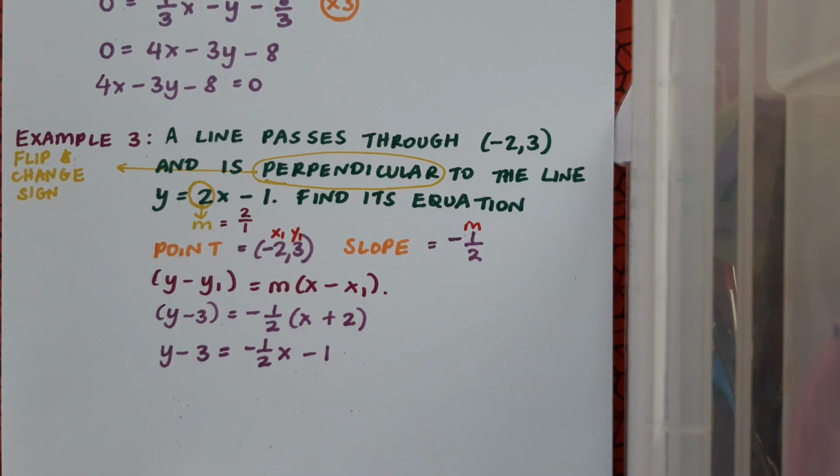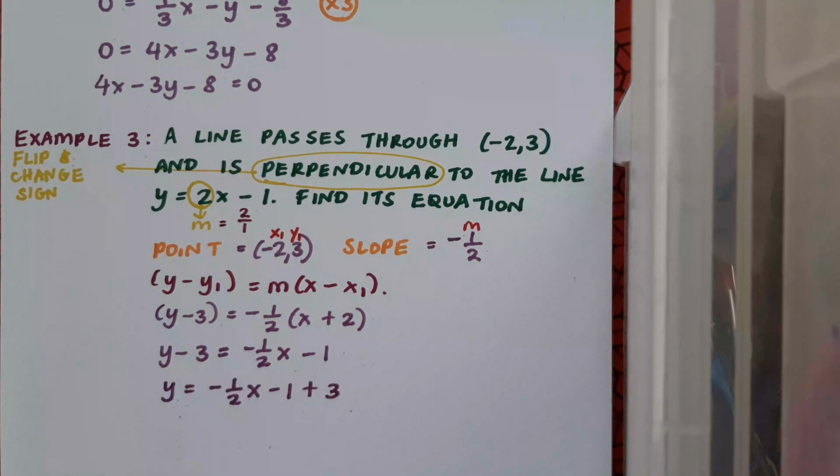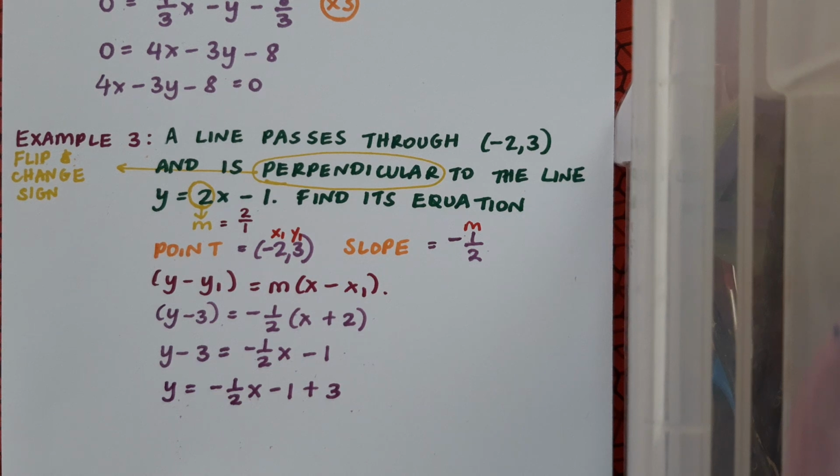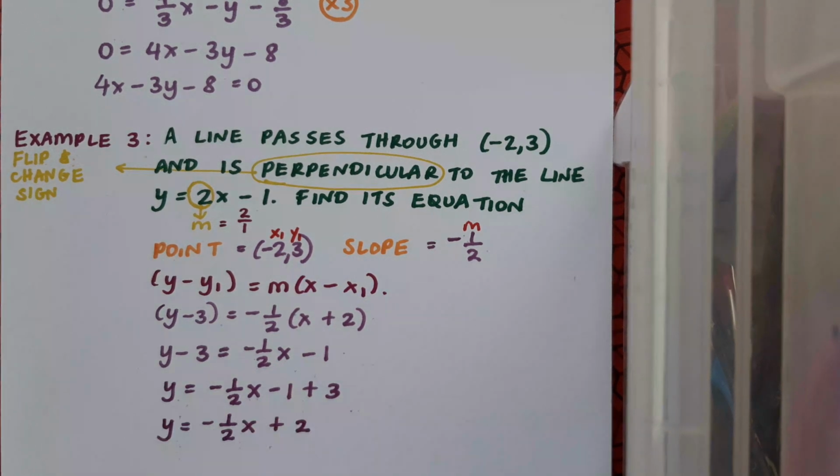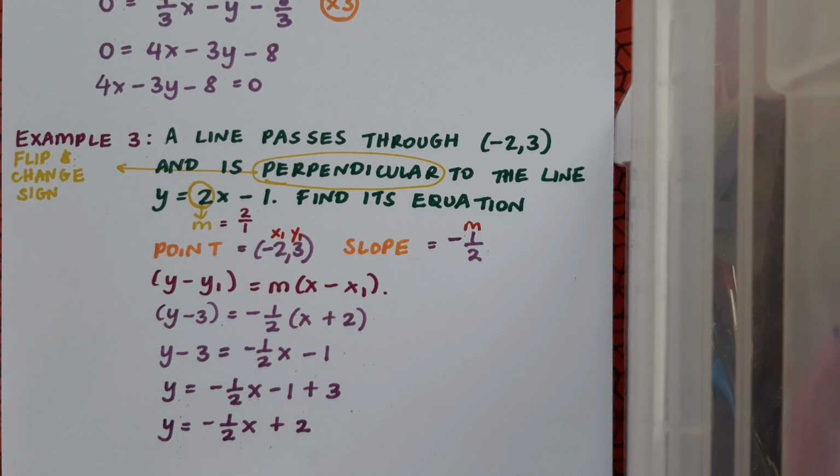so I'm going to take the path of least resistance and write it in the form y equals mx plus c. That just means bring the minus 3 over to the right hand side. So I'll have y equals minus a half x minus 1 plus 3, and then I'll just tidy up my constants at the end. And my equation is now y equals minus a half x plus 2.